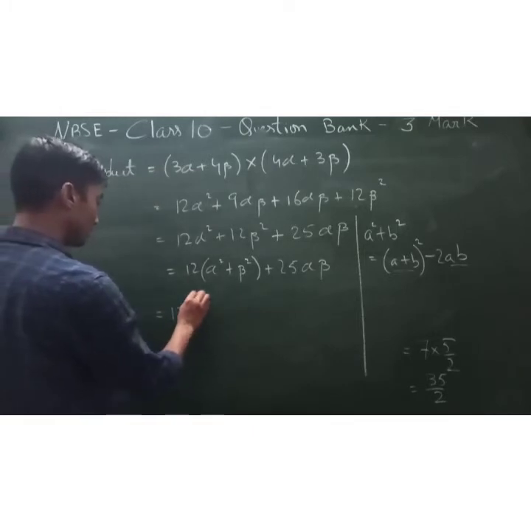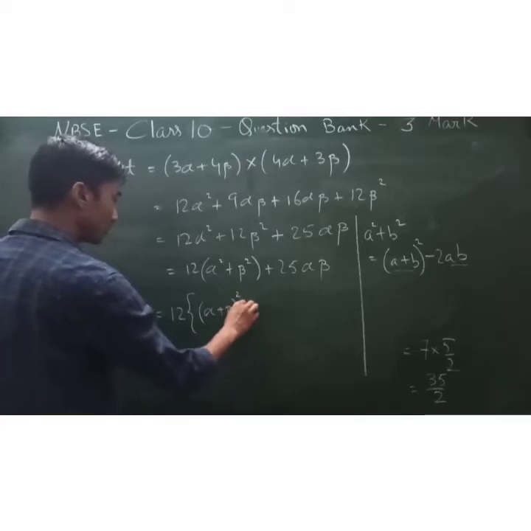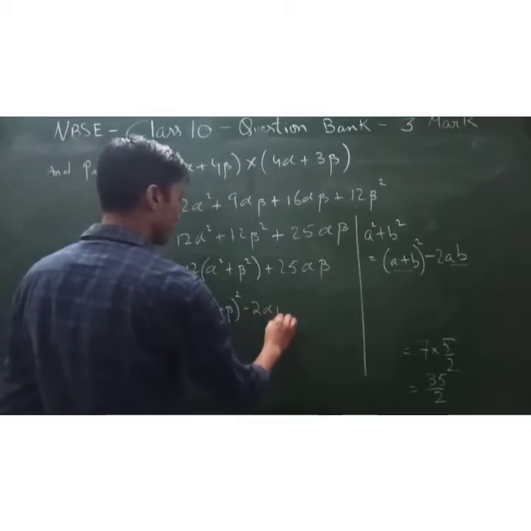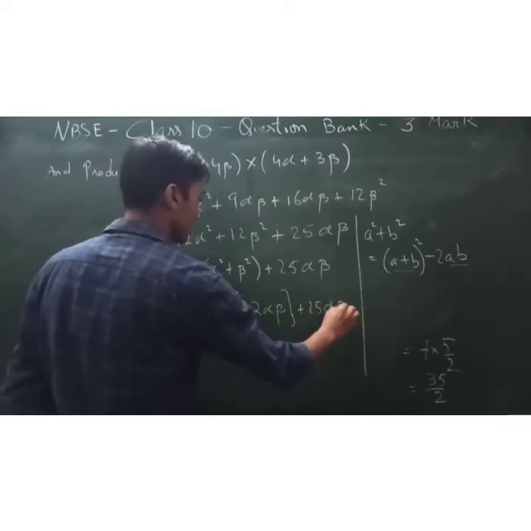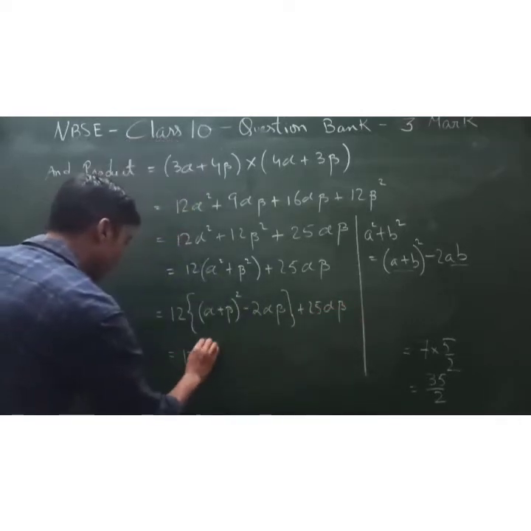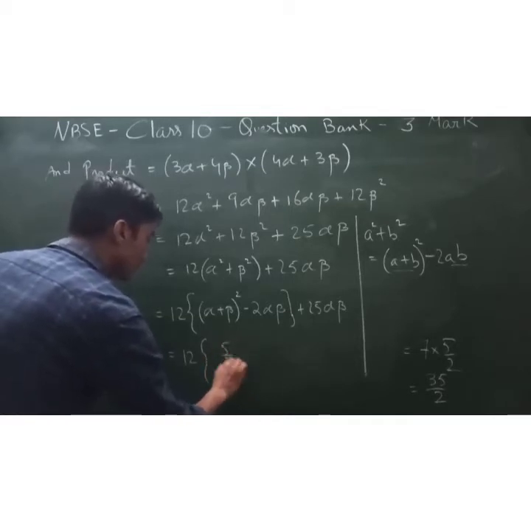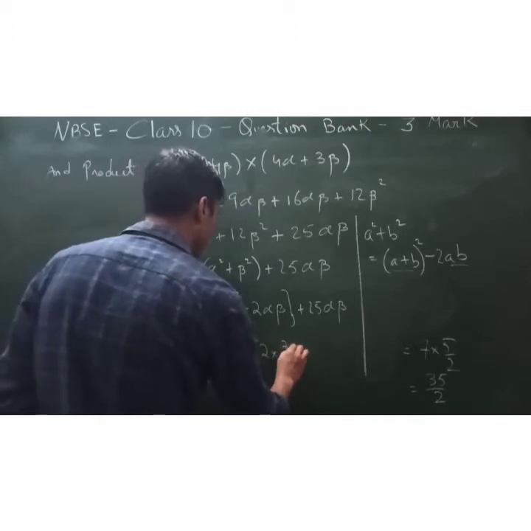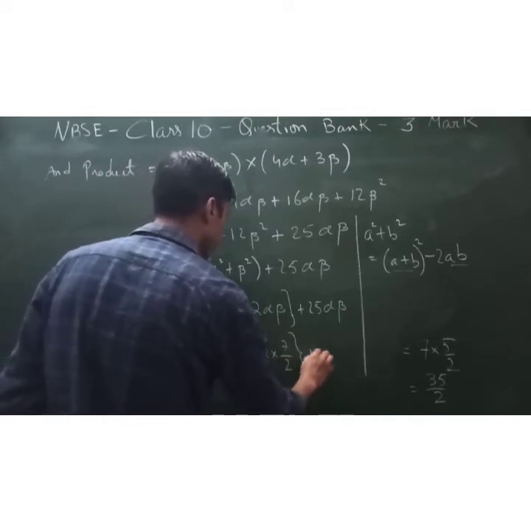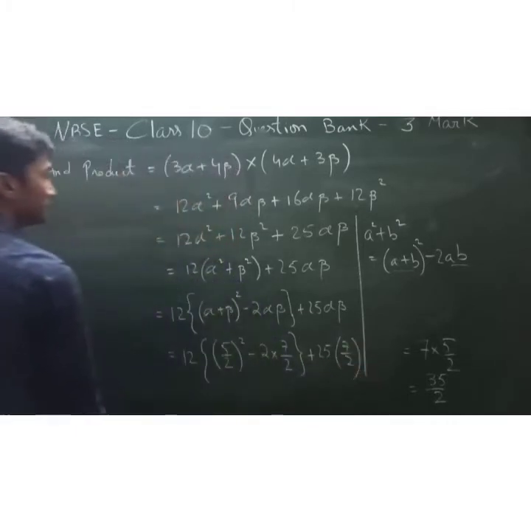So 12 of, this one can be written as (α plus β) whole square minus twice of αβ, plus 25αβ. Now let's substitute our values. α plus β was 5 by 2 whole square, minus twice of α into β, if I'm not mistaken it was 7 by 2, plus 25 times 7 by 2.